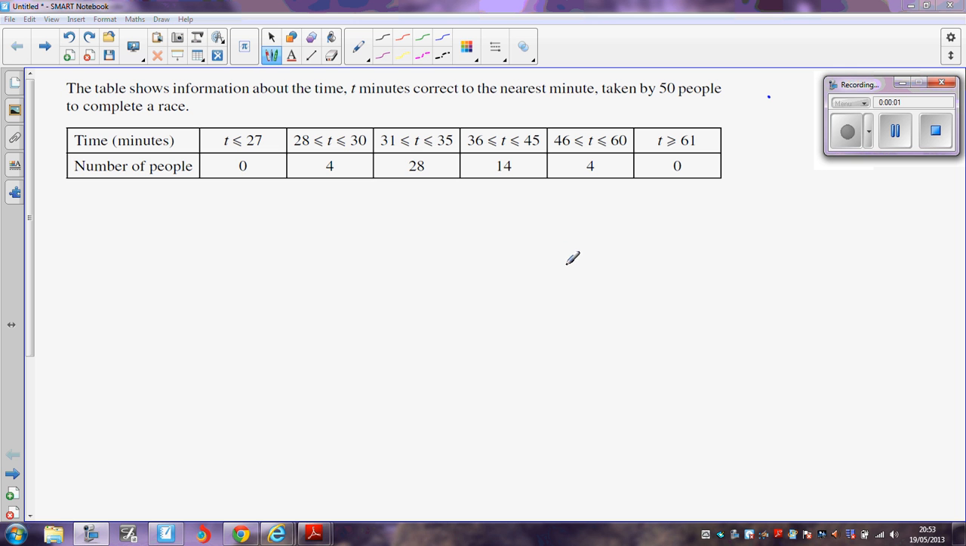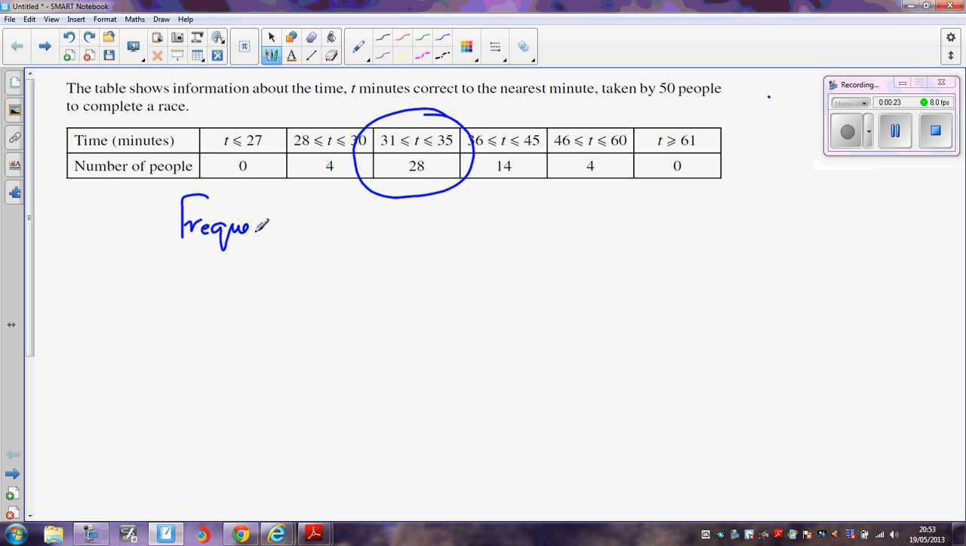Part of this histograms question tells you that the height of the 31 to 35 bar in the histogram is 5.6 centimeters. You should know that the height of each rectangle in a histogram is what's called the frequency density. So I'm going to work out the frequency density for this group.